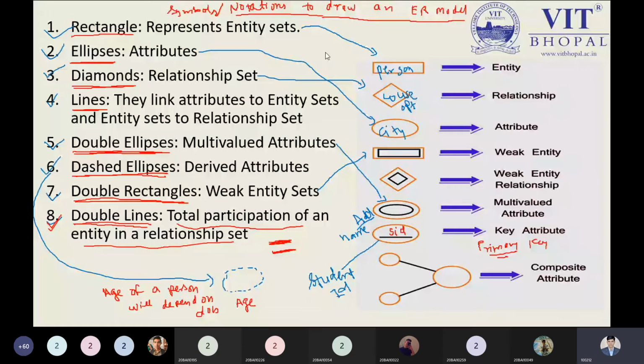Now, the dashed ellipse denotes derived attributes. Now, what is a derived attribute? Can anyone tell me what a derived attribute is? The example is already written on my slide, but you can also explain it in your own terms, so it will be better. Just tell me. One which is derived from another attribute. That is a technical term you are speaking. Could you explain with an example?